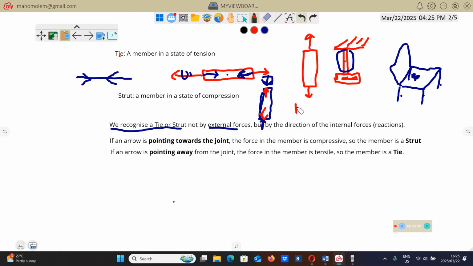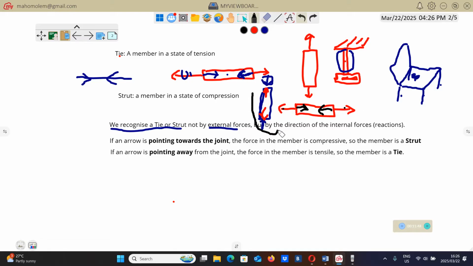If you take this and put it horizontally like this, I just took this and turned it. When you turn it, those internal forces will act like this, and the other one will act like this. Sorry, no. This one is a tie. As you can see, these forces are pulling.